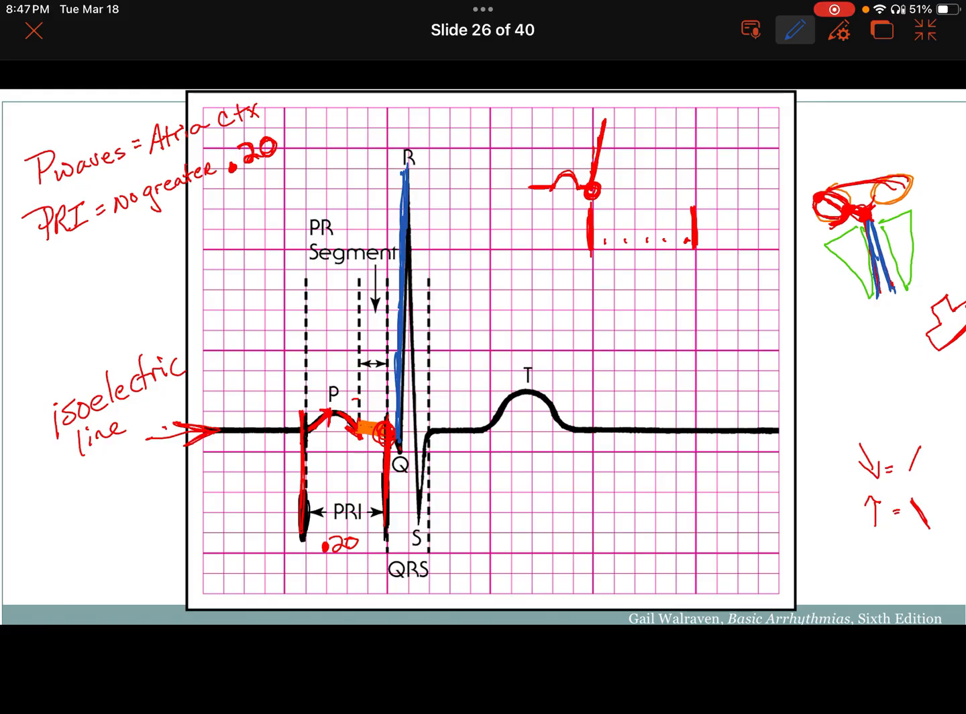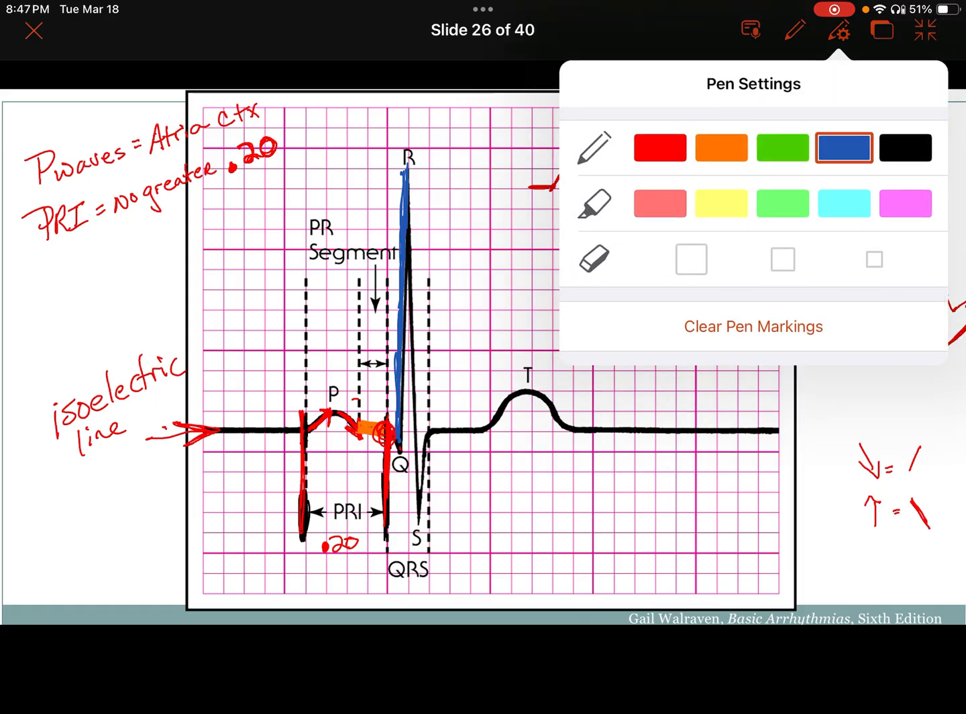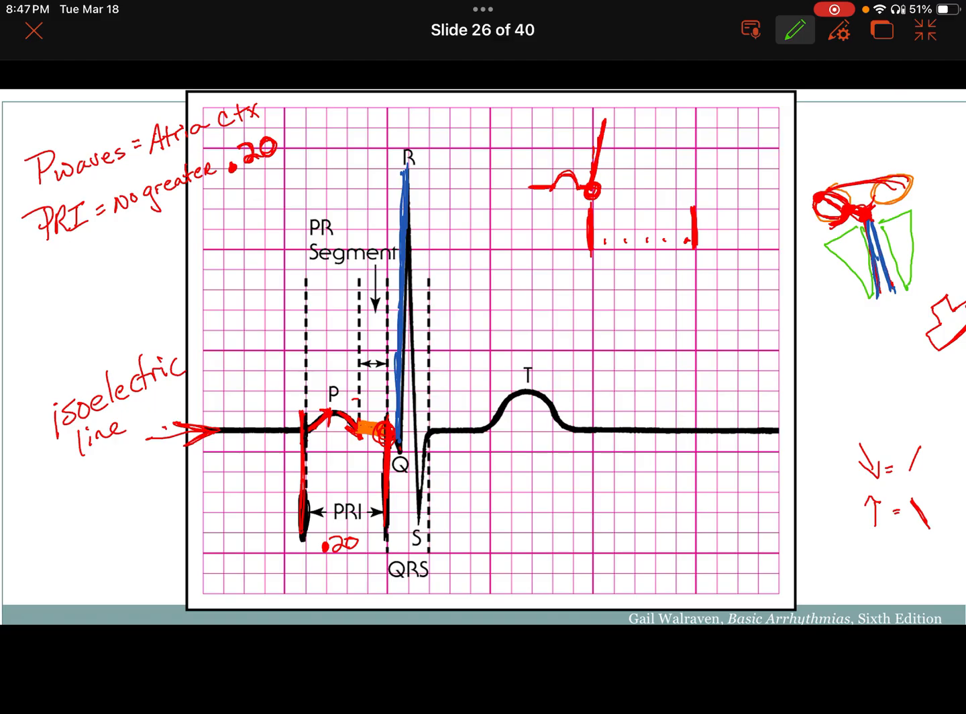Now, the electricity then, let me come over here and change colors. Oh, I'm so limited on colors. This is so sad. Okay, here we go.